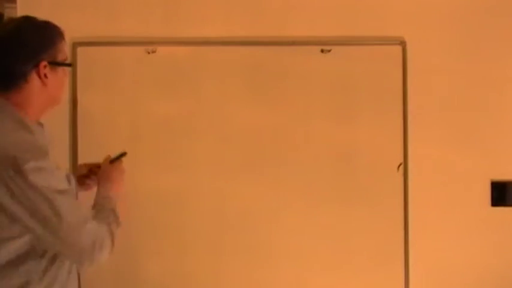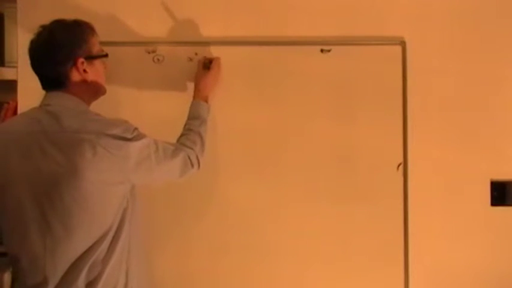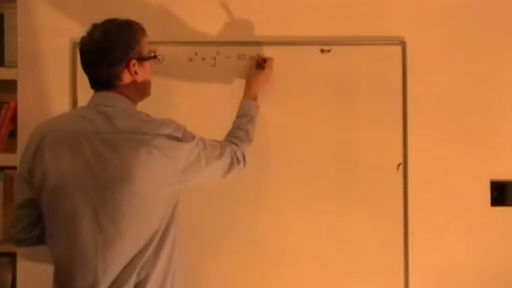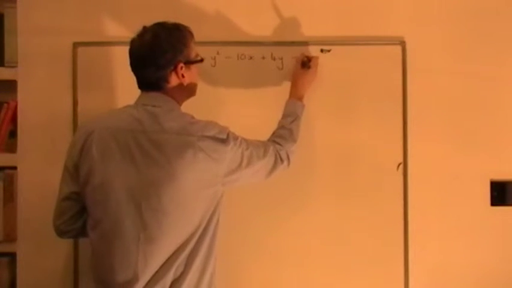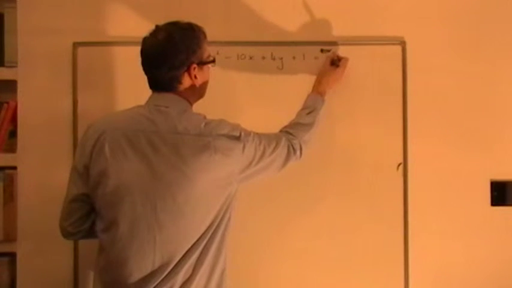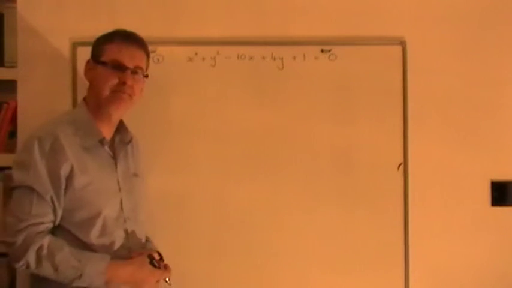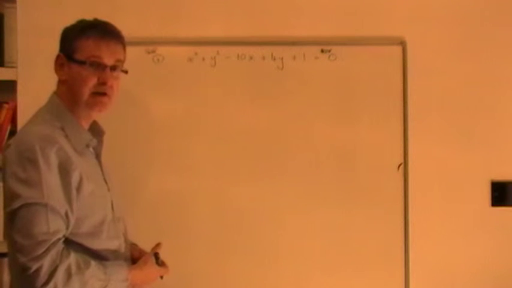okay, number 3, here we go: x squared plus y squared minus 10x plus 4y, I'll make it plus 1, equals nothing, like so. That's usually the sort of format we put it in. Okay, here we go. Here's the radius and the centre of this circle.